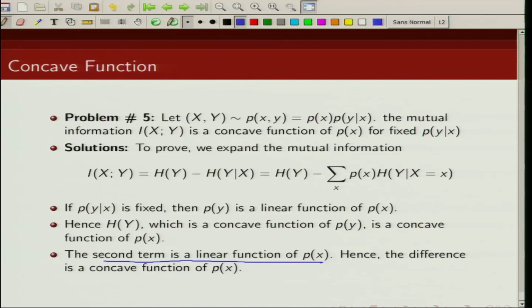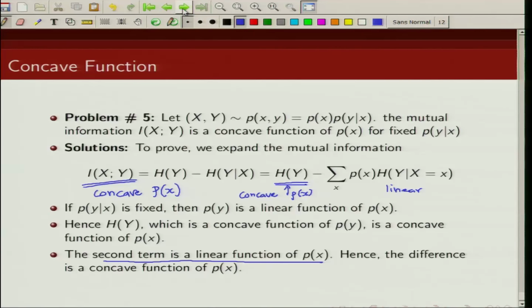So we have now proved that mutual information between x and y is a concave function of P of x, because we have shown that mutual information is nothing but subtraction of these two functions. This function is a concave function of P of x, this function is a linear function of P of x. So concave function minus linear function is a concave function, so this will be a concave function of P of x, and that is our proof.